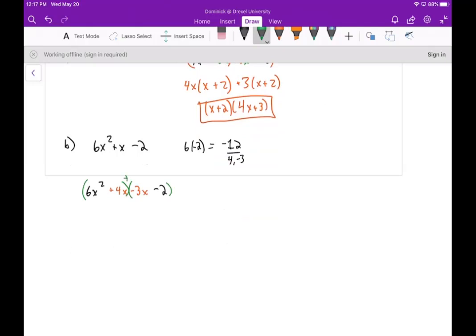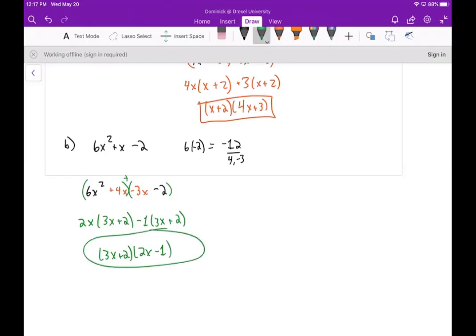And in the first pair, I can factor out a 2x, and then I'll have a 3x plus 2. And then if I factor out a negative 1, I'm going to get 3x plus 2. So that can come out, and I'm left with a 2x minus 1.